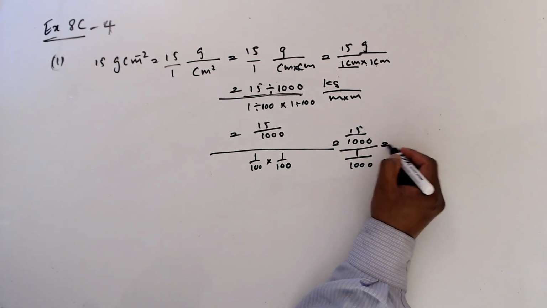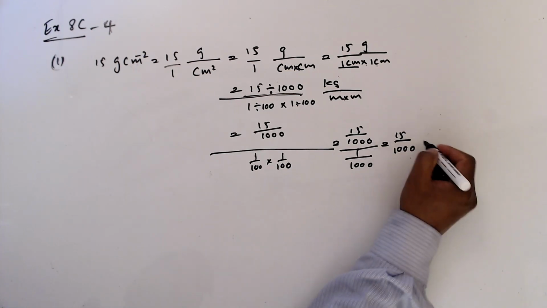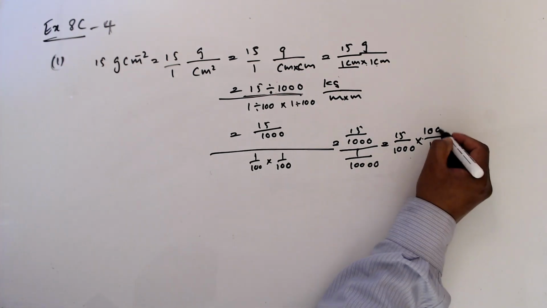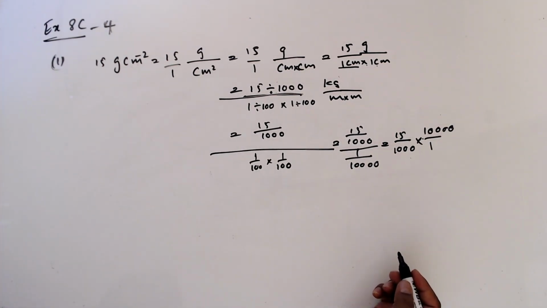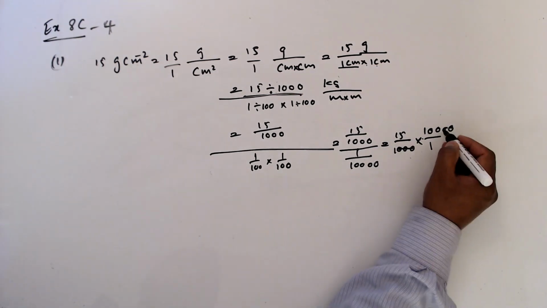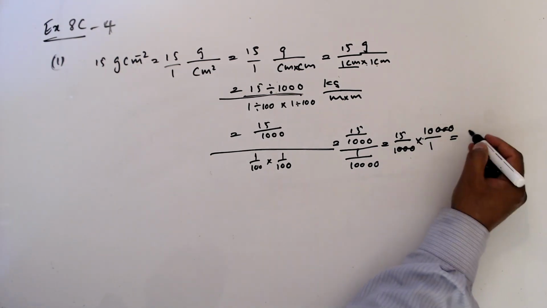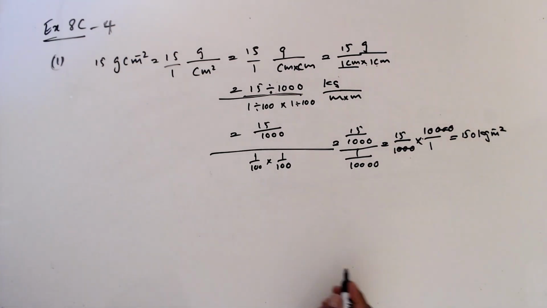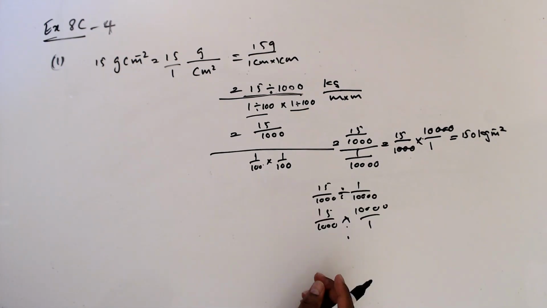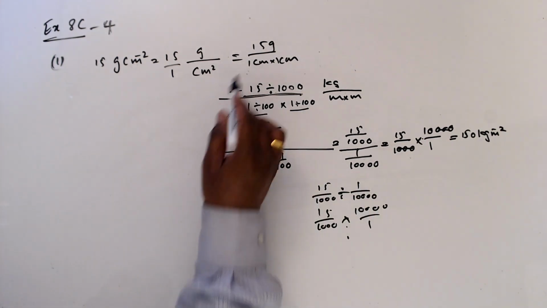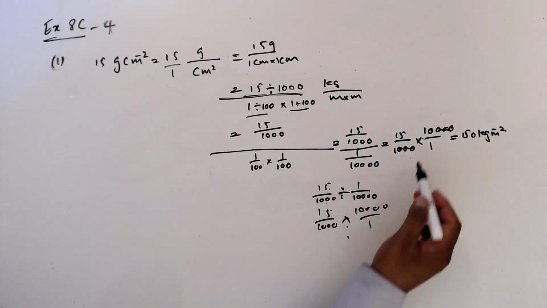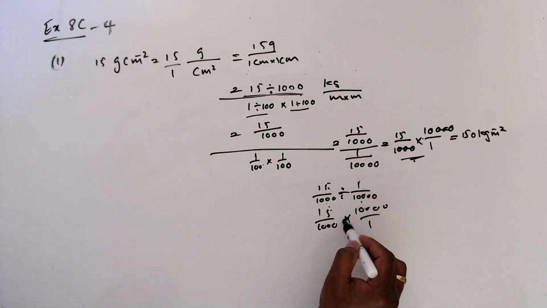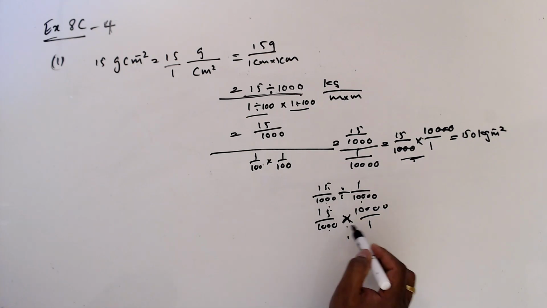Then you will know that 15 over 1000 multiplied by 1 over 10,000, this is 10,000. So this cancels out, and this 150 kg in here. So 15 divided by 1000, this part how I did 15 over 1000 over 1 over 10,000. This is going to be 15,000.